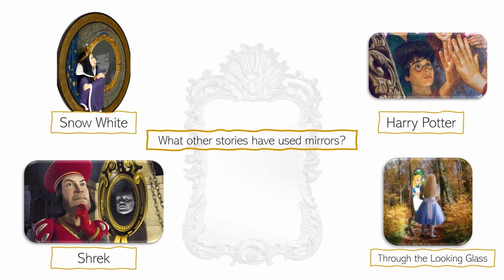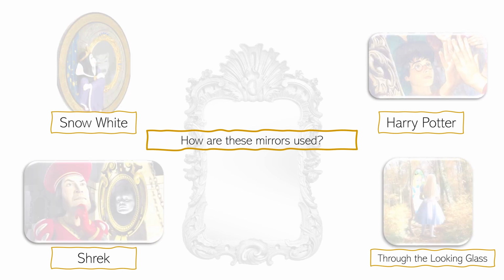What else can we look at? We need to look at how those mirrors are used. So I want you to think about the mirrors in each of those stories. If you're not sure about the mirror in those stories, ask someone in your house. Ask them, what's the mirror in Harry Potter? There must be somebody in your house who's read Harry Potter or Alice Through the Looking Glass. I'm sure you know Snow White, and I'm sure you've watched Shrek. Okay, so pause the video, and if you can just write down how that mirror is used in those 4 stories. And when you're ready, press play and we'll check what you've got.